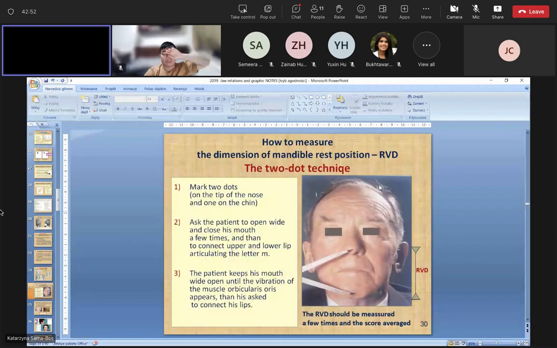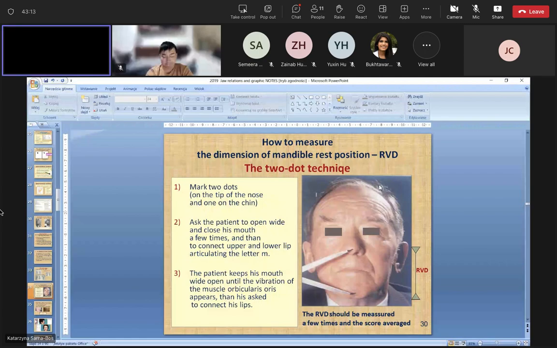But as I mentioned before, the two-dot technique is the most useful technique during the recording of jaw relations and finding the proper occlusal dimensions. So now I will try to explain this technique to you. How do we measure the dimension of the mandibular rest position, the RVD, in the two-dot technique?